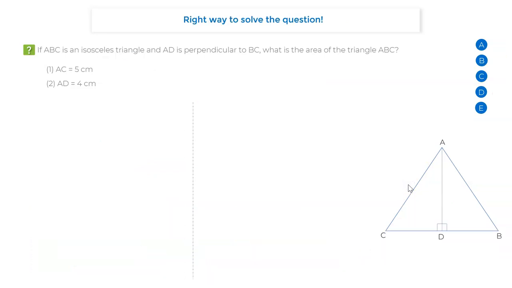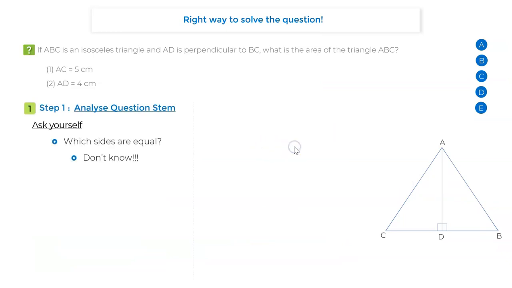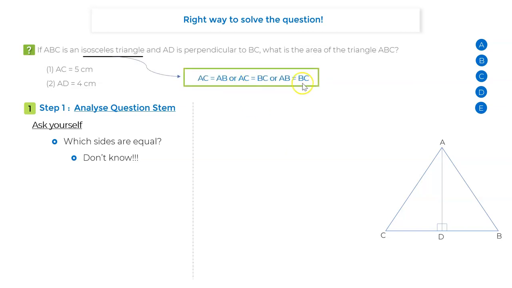Now let's talk about the right way to solve the question. When you read that ABC is an isosceles triangle, you should ask yourself, which sides are equal? Do you know that? Well, you don't. So don't make any assumption. Simply assume that any two sides can be equal. Either write it down or just keep in mind that any two sides can be equal.